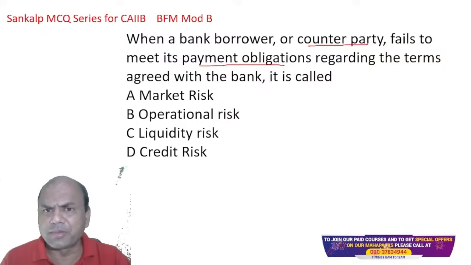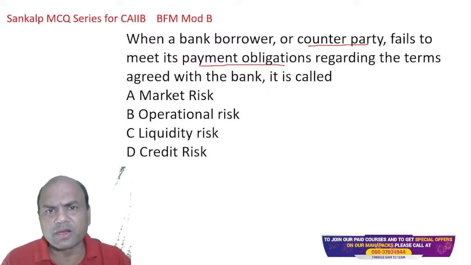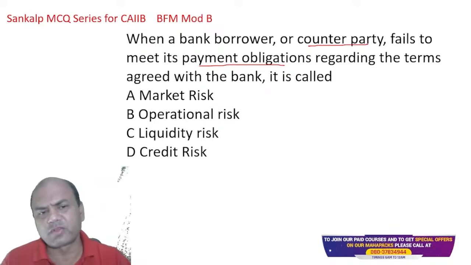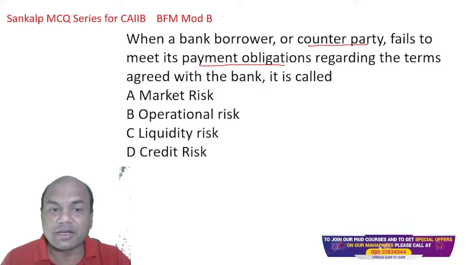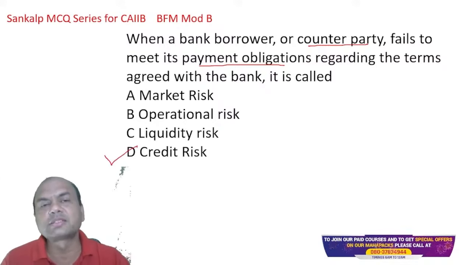Counterparty is failing. Means what? Say in your case, you have given a loan, and the party over there, the borrower, is unable to pay you. So what is that? Is it market risk? Somebody has typed market risk. No, market risk is not the same. It is credit risk. Remember, it's credit risk.